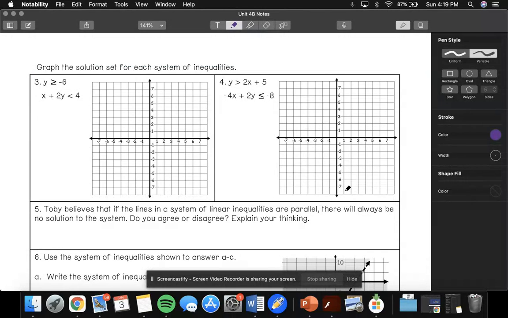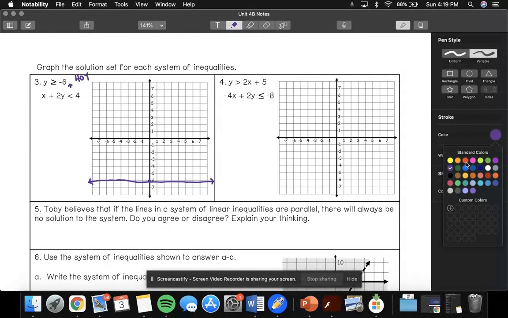All right. Number 3, y is greater than or equal to -6. So this is going to be a horizontal line. It could be a solid line, so I'm going to use a solid line. I do just kind of like to think about it. y is going to be anything greater than -6, so it is going to be up.